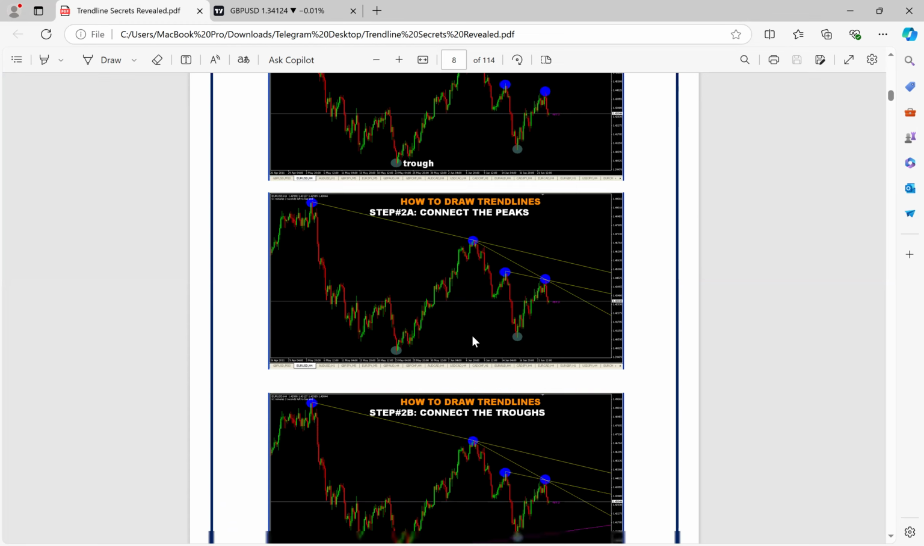So now how do you draw a downward trend line? You connect the first blue that you can see my arrow on to the next blue, and you have a downward trend line. The other blue and the other one, you have a downward trend line.